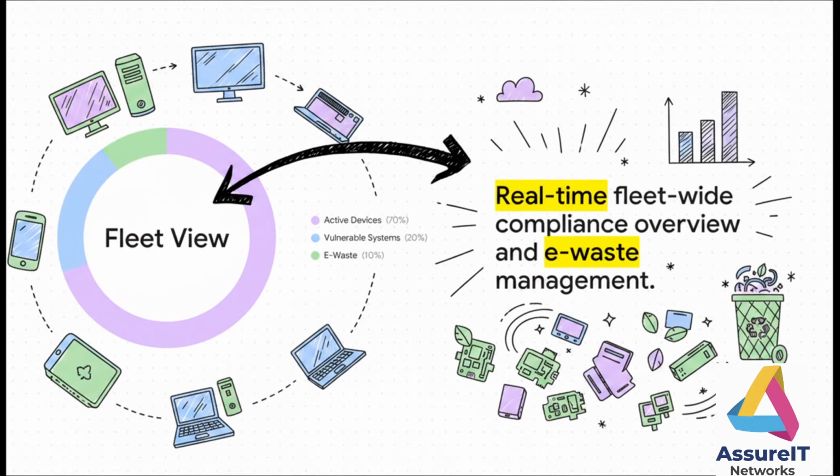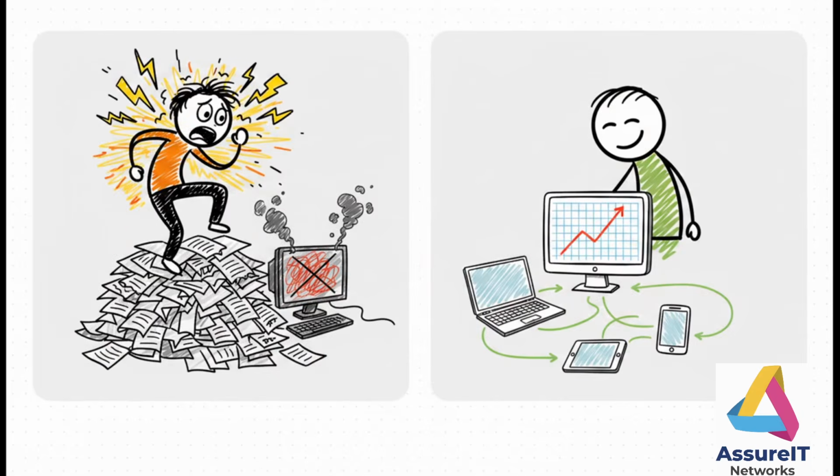Zooming out a bit, the platform also gives you this really beautiful macro-level business view. You can instantly see your active devices compared to any vulnerable systems. But it also includes this highly specialized e-waste management tool. By tracking the exact processor types and disposal dates of end-of-life assets, it actually helps your organization drastically reduce its environmental footprint and maintain sustainability compliance. Pretty cool, right?